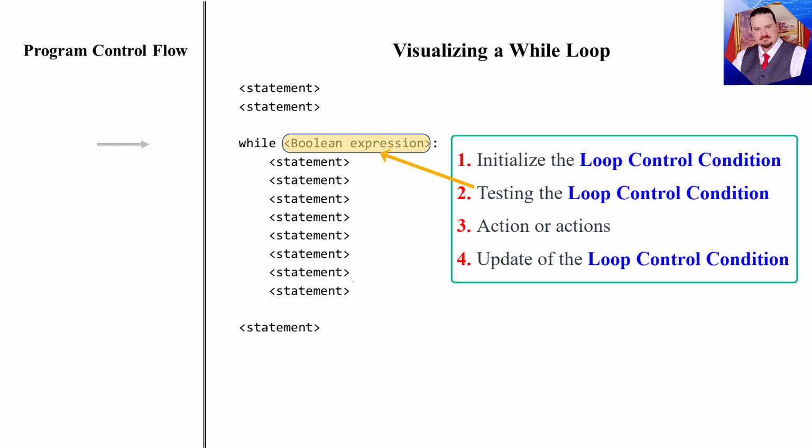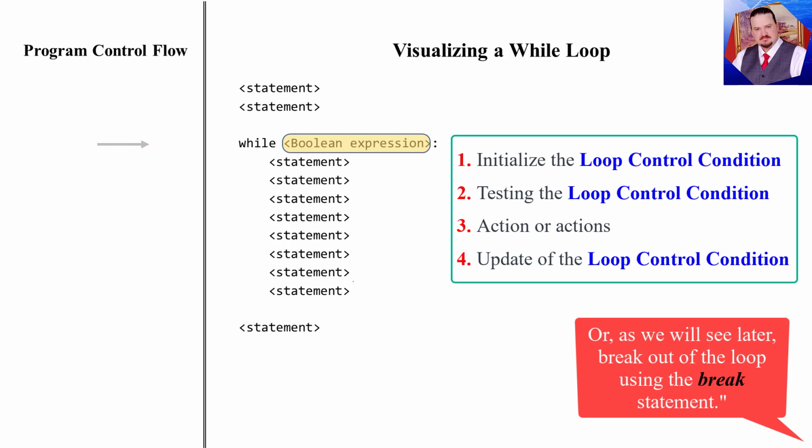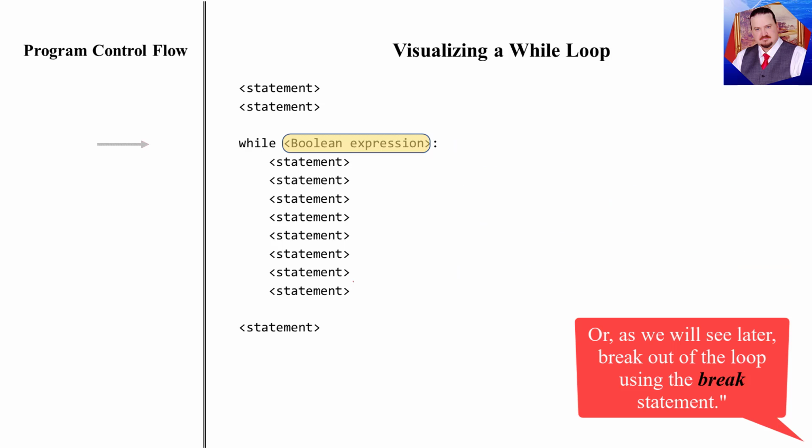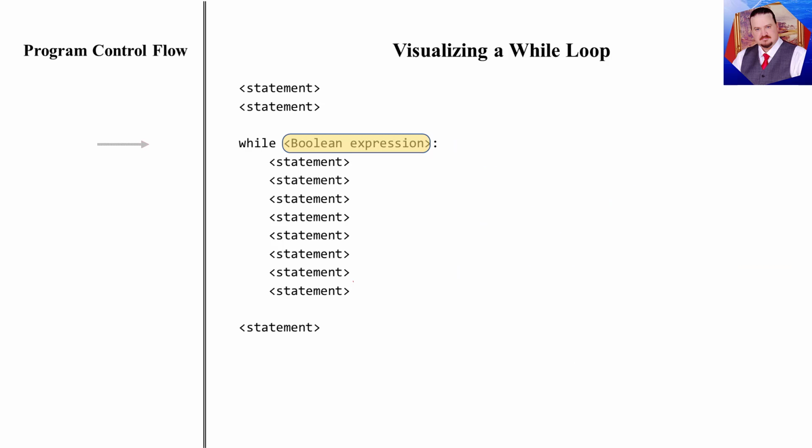Second, when we get to the statement of the while, we test that condition, and then pursuant to that condition being true, you enter the body of the loop and you take action or actions. And what I'm saying right here, one of these statements, one of these actions, is to potentially update the status of the loop control condition. As I said previously, if not, then the loop would run forever.